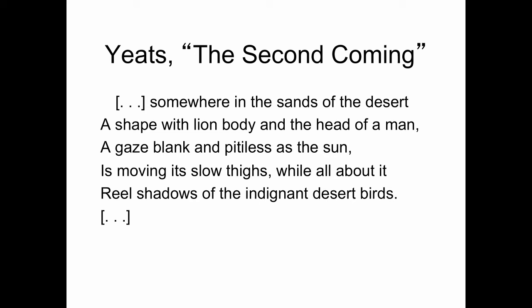What he's doing is choosing very, very specific details to describe the sphinx. They might not be the ones you use, but again, they bring you into a sense of the monstrousness of this beast. "A gaze blank and pitiless as the sun is moving its slow thighs, while all about it reel shadows of the indignant desert birds." So I, anyway, get an idea of this gigantic stone monster striding across the desert with vultures circling around it, their shadows flitting over the giant tawny hide, and so on and so on.